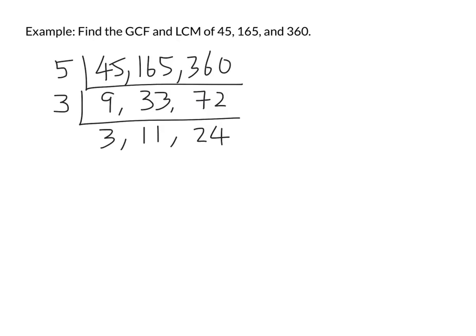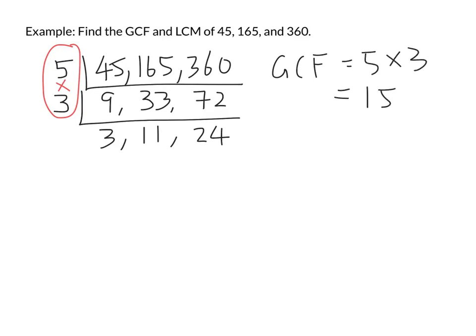So up to this step, we realize that 3, 11, and 24 do not have any common factors. So from here, I can say that the GCF of these three numbers will be 5 times 3. So you can now write down the GCF of the three numbers. The GCF equals 5 times 3, and that gives us 15.